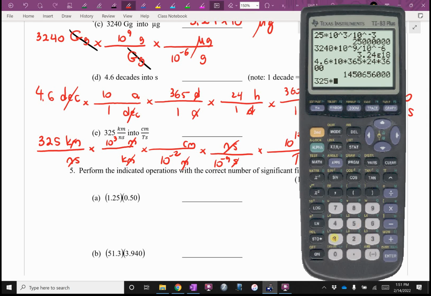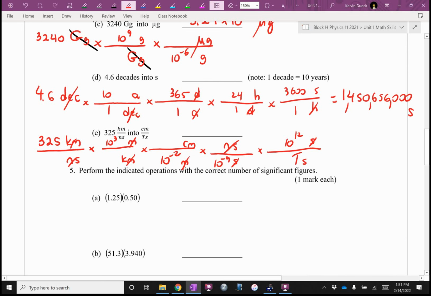325 times 10 to the 3 times 10 to the 12th. That's everything on top. Divided by 10 to the negative 2. Divided by 10 to the negative 9. Do you get 3.25 times 10 to the 28th? People nodding? Okay. And that is centimeters per terasecond.